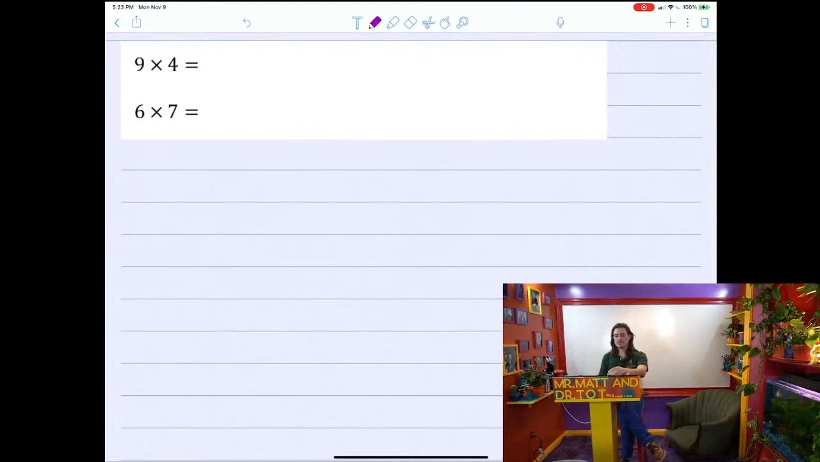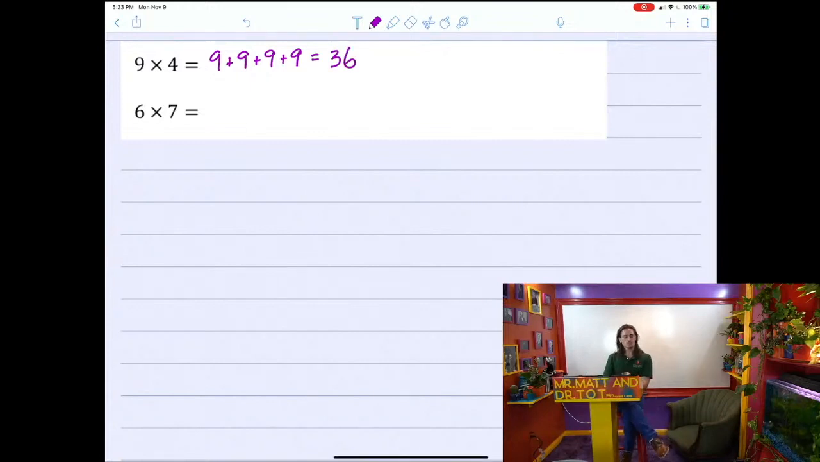Okay, so 9 times 4 is 9 plus itself 4 times. So 9 plus 9 plus 9 plus 9, or it's 4 plus itself 9 times, but let's stick with this. 9 plus 9 is 18. 18 plus 9 is 27. 27 plus 9 is 36.